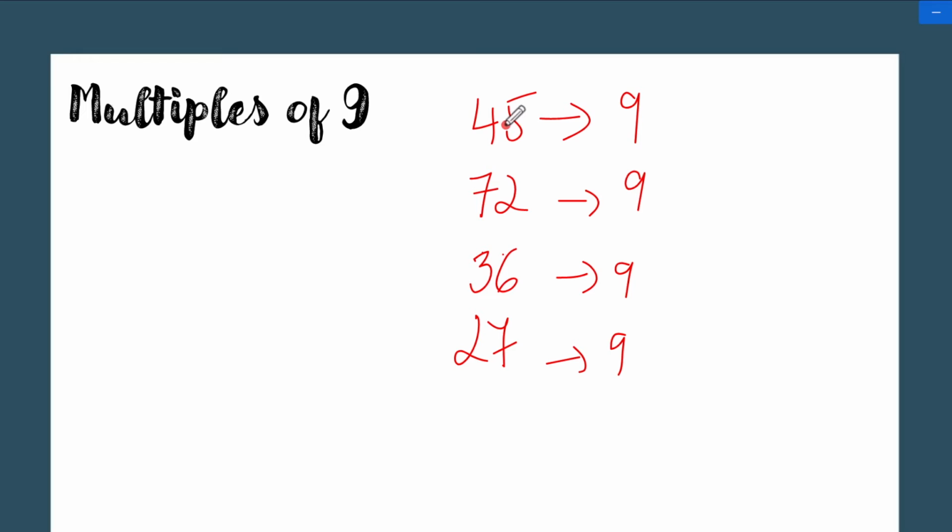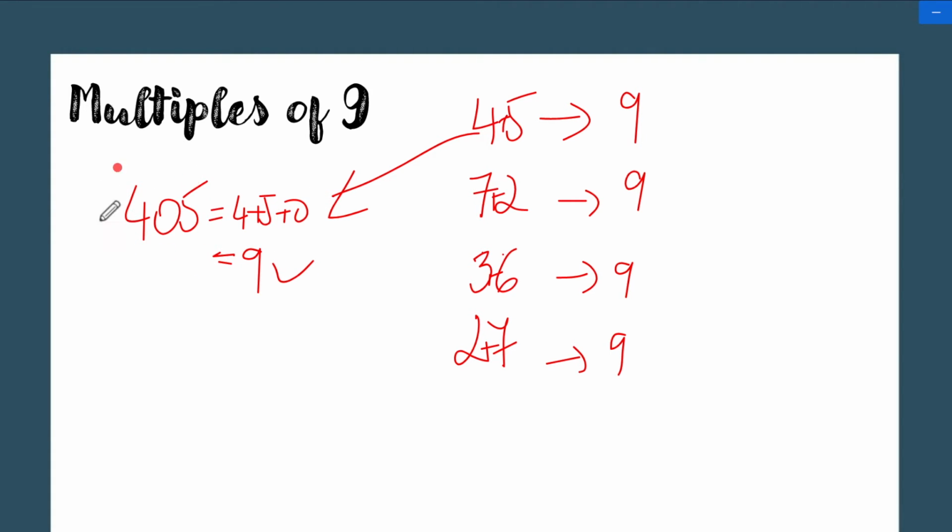Yeah? 4 plus 5, 9. 7 plus 2, 9. 3 plus 6, 9. 2 plus 7, 9. They all give you 9. Okay? If you take these two digits and you do 4 or 5, when you add up the digits, you still have 4 plus 5 plus 0. You still get a 9, and it means this is still going to divide by 9. If you put the 5 and then the 0, it's also going to divide by 9. If you put the 5 in front of the 4, it's also going to divide by 9 because you always have the same digits added up together.